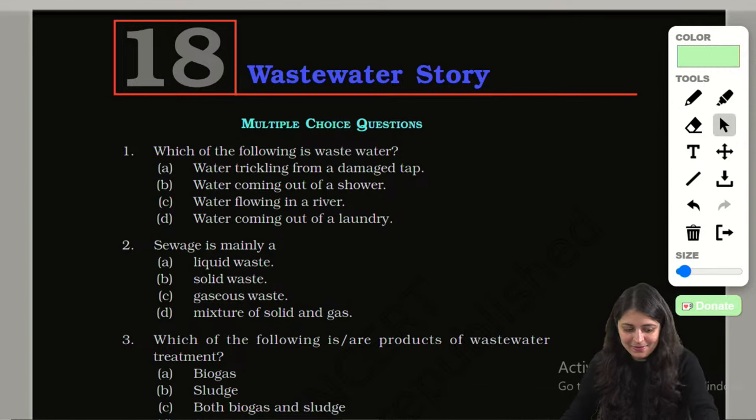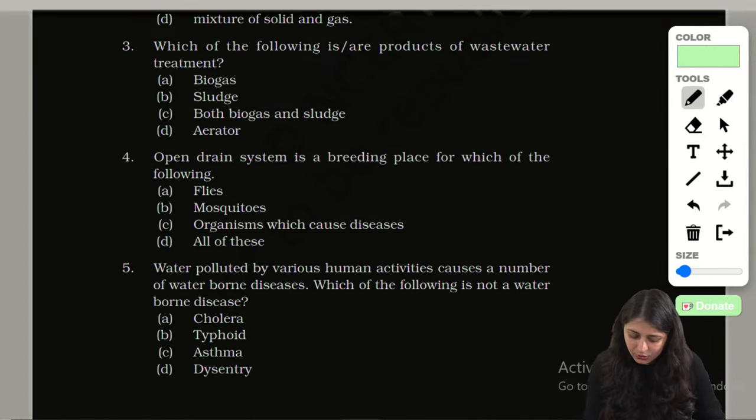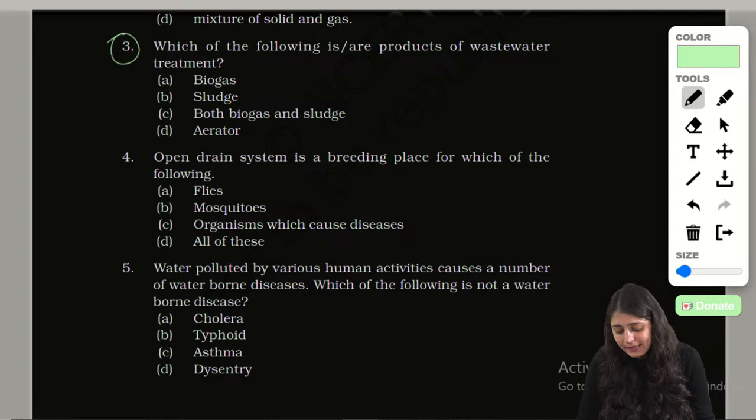Good. Moving on to the third question now. Which of the following is our products of wastewater treatment? Biogas, sludge, both biogas and sludge, aerator. चलिए, बताएंगे अब.